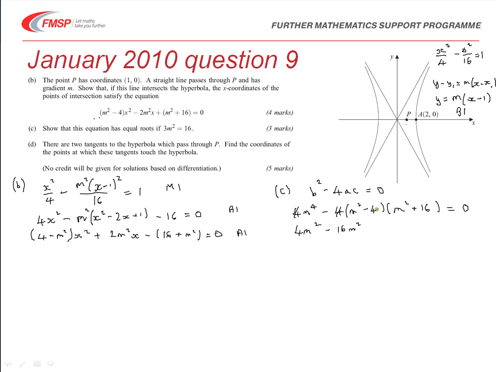And then I've got 16 times that 4, which is going to give me a plus 64. 4 times 16 is 64. And it's again a negative times a negative, so that's positive. And so that is going to equal 0.